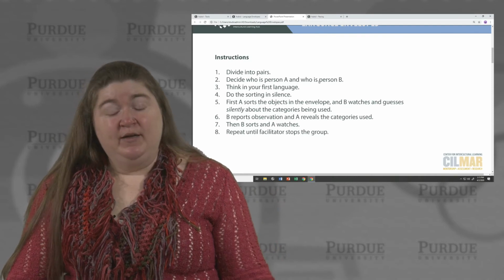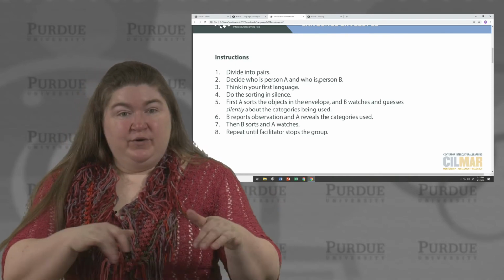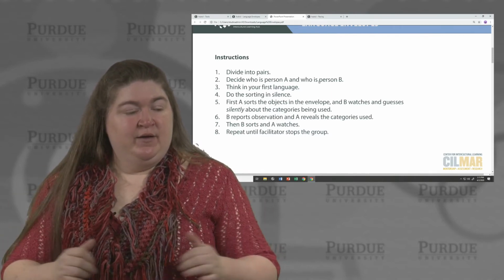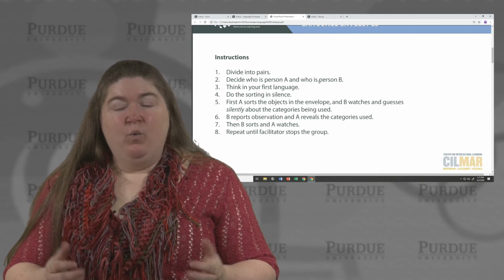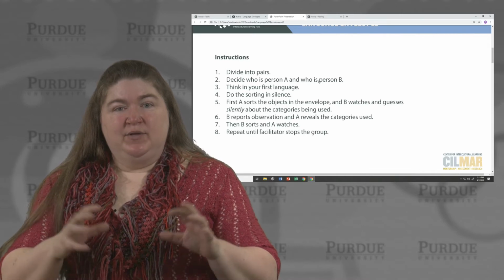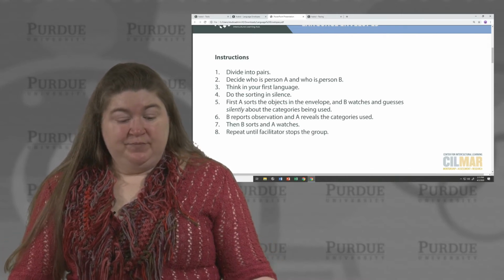Neither one of them is talking, but they need to try to extrapolate from the categories that people are sorting into what sort of framing system is at play here, and why people are conceptualizing certain categories or moving certain objects into certain categories.